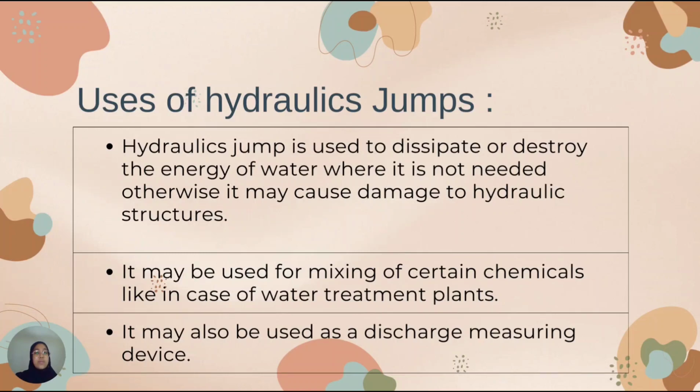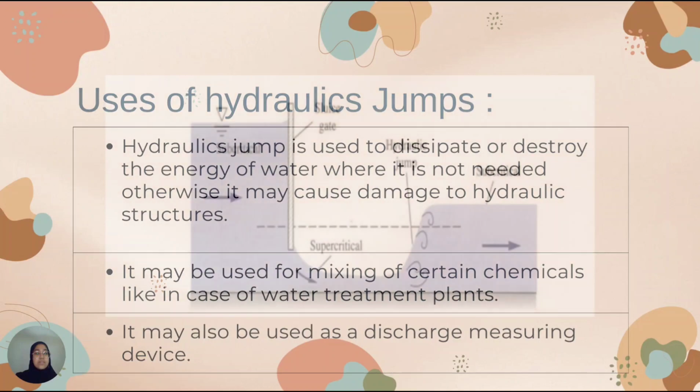The uses of hydraulic jump. A hydraulic jump is used to dissipate or destroy the energy of water where it is not needed, otherwise it may cause damage to hydraulic structures. It may be used for mixing of certain chemicals. It may also be used as a discharge measuring device.